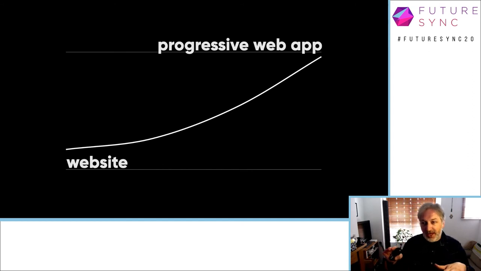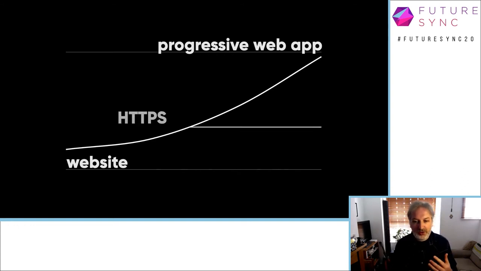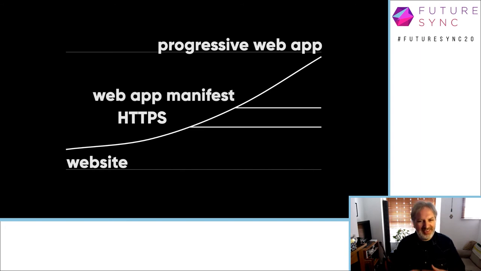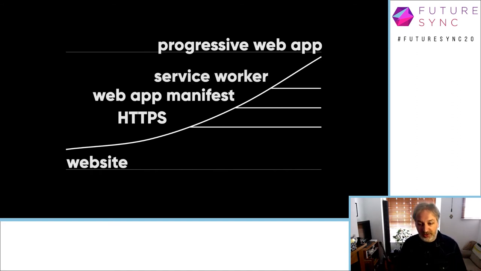A progressive web app is a website. A website that has been elevated, but has used a few specific technologies. So you take any website and you make sure it's running on HTTPS, which most websites should anyway. And you give it a web app manifest. This is a JSON file that's filled with metadata about how this thing should behave when it's added to the home screen. And then finally, you add a service worker, which is a JavaScript file that gets installed onto the user's device that contains instructions. And it can almost act like a proxy.